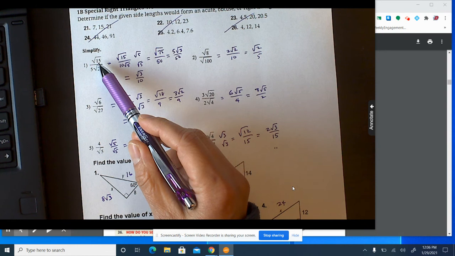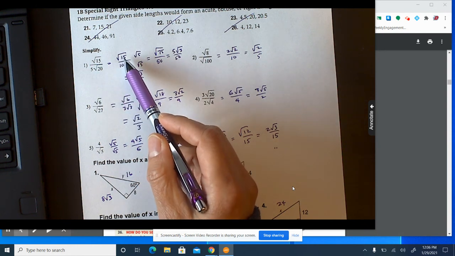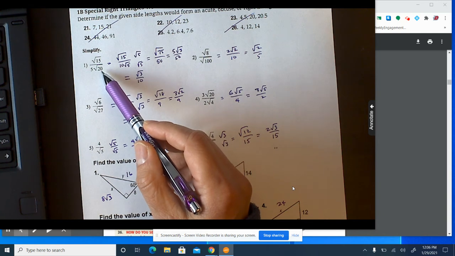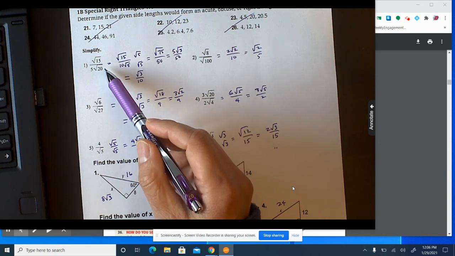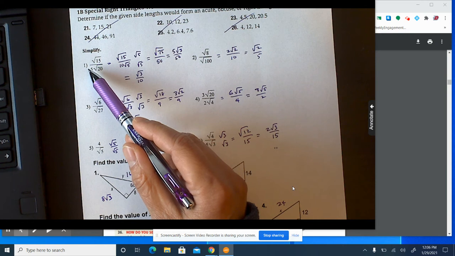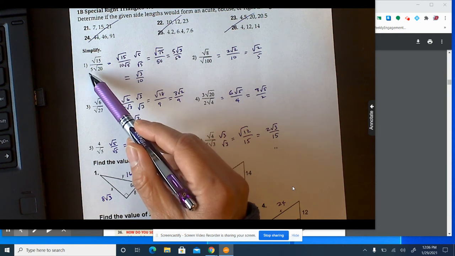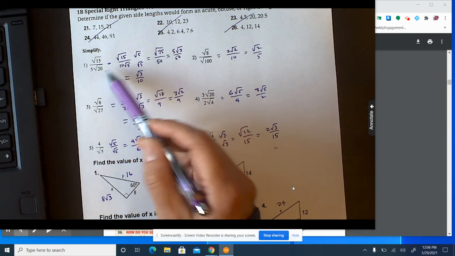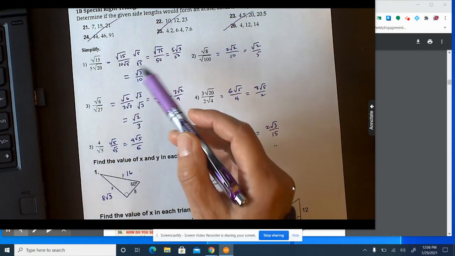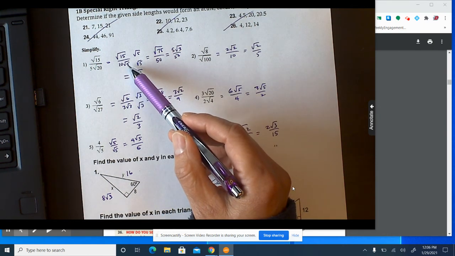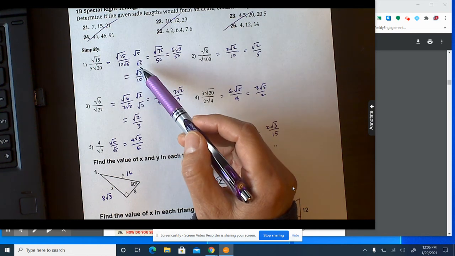Well, root 15, 15 is 5 times 3, so that's not really simplifiable, so it just says root 15. But root 20, well, 20 is 5 times 4, and 4 is a perfect square. So 4 comes out of the radical as a 2. So you have 2 times 5, which is 10, and then 5 stays under the radical, okay? So now how do you simplify this? Because you have a root 5 in the denominator. Multiply top and bottom by root 5.